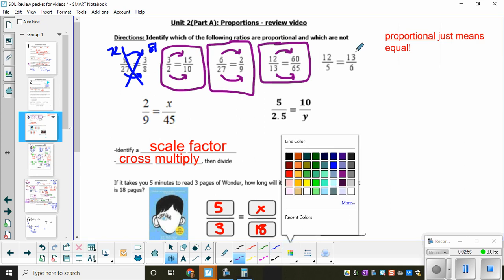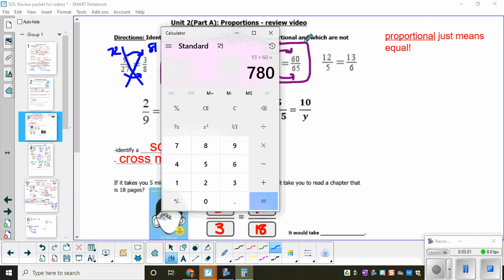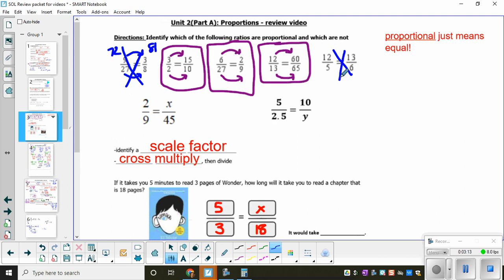And now for the last one here, let's just check to see if we cross multiply. Let's do a 12 times 6. So 12 times 6 is 72. And then 13 times 5, we already did that one earlier, that's 65. So since these aren't the same, no, this is not proportional. Okay? So these three right here were proportional ratios.